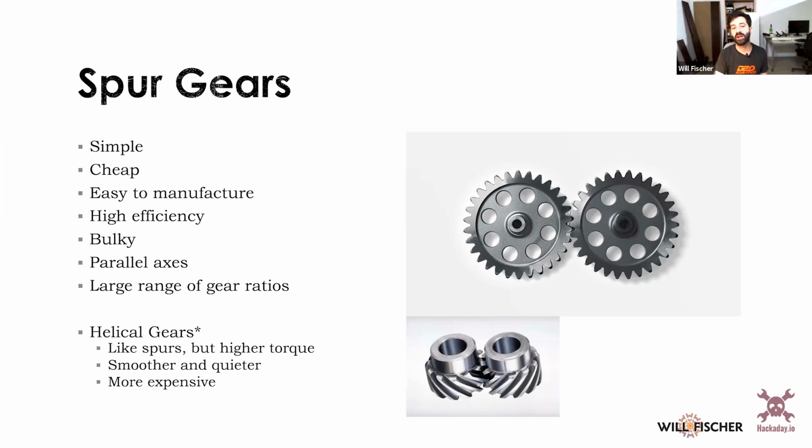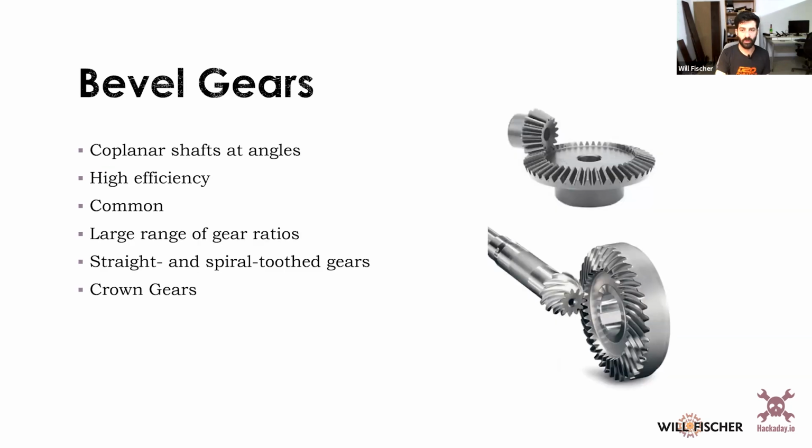Helical gears work a lot like spur gears, but as you can see, because I'm spiraling the tooth around the outside, they're a little more difficult to manufacture, but the tooth is longer even in the same form factor. And what that lets me do is have much higher torque and quieter movement because I'm engaging multiple teeth, more teeth at the same time. But they're more expensive to make.